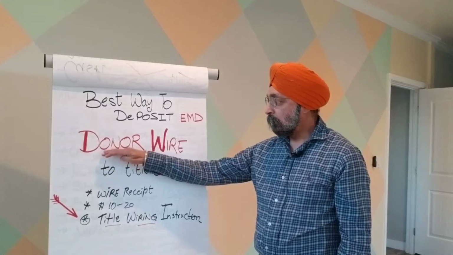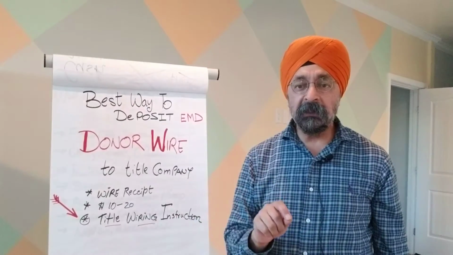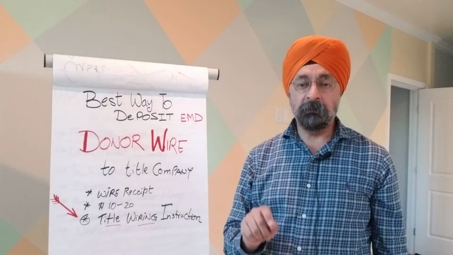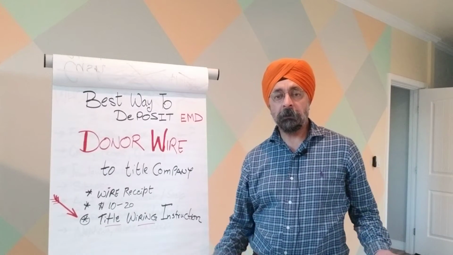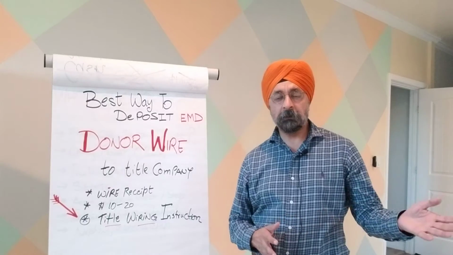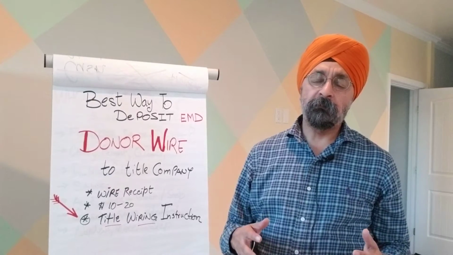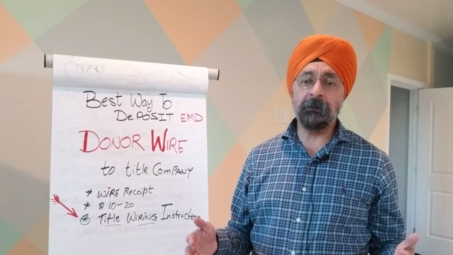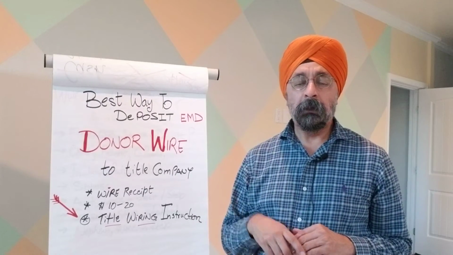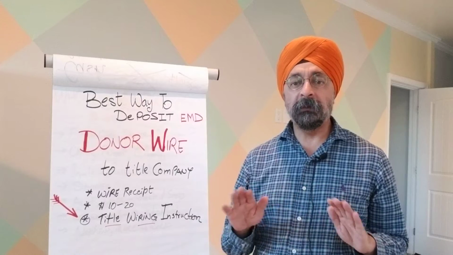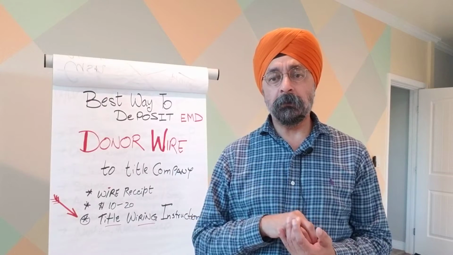So donor, wire, donor. That is the best way of depositing your down payment. I saw a customer recently. The guy works on a farm, and the father wants to help, and they were buying a $300,000 home. The father wired $60,000 into the title company, and there was no paperwork required. We did not ask for any bank statement for the donor, for the father.